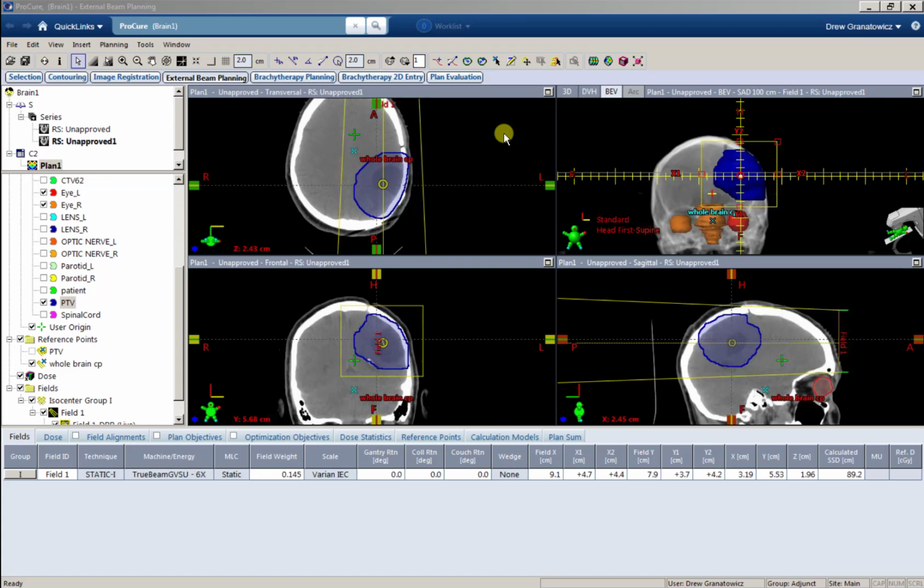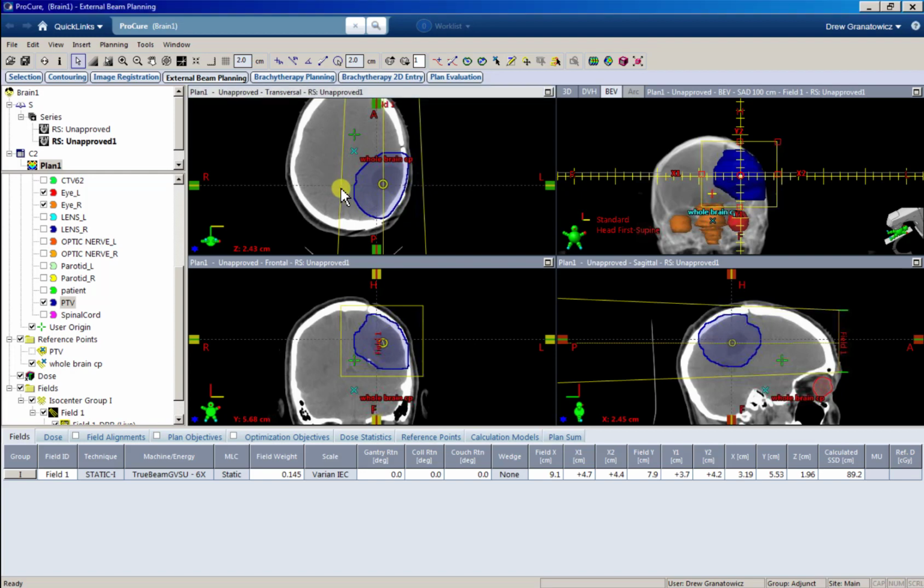Hey everybody, this week we're going to be going over a primary brain plan, a 3D CRT plan, so 3D conformal radiation therapy. We're going to try to introduce a few new concepts as well. Two of them have to do with the DVH, okay?